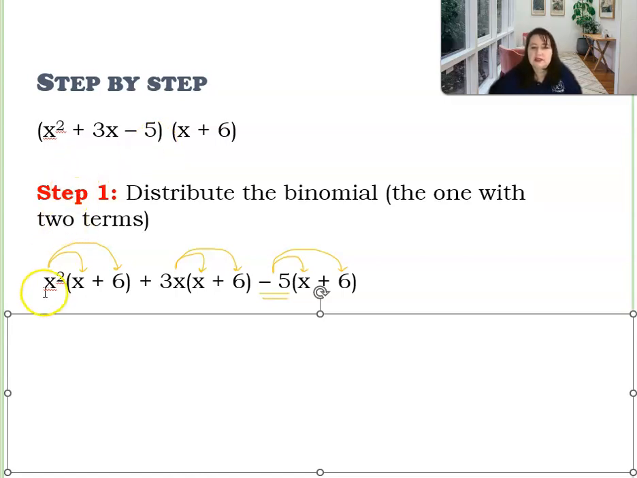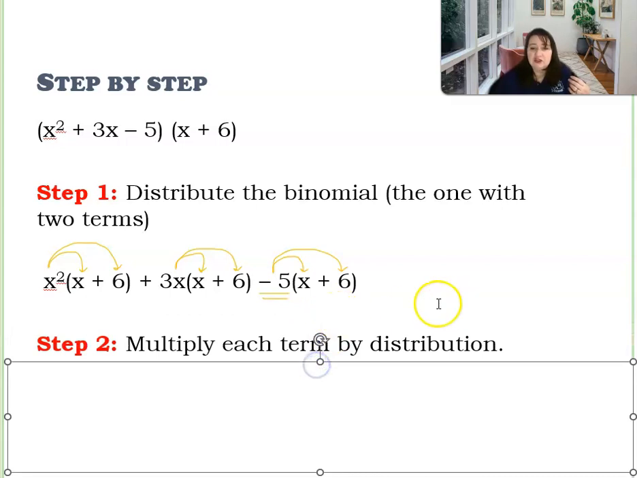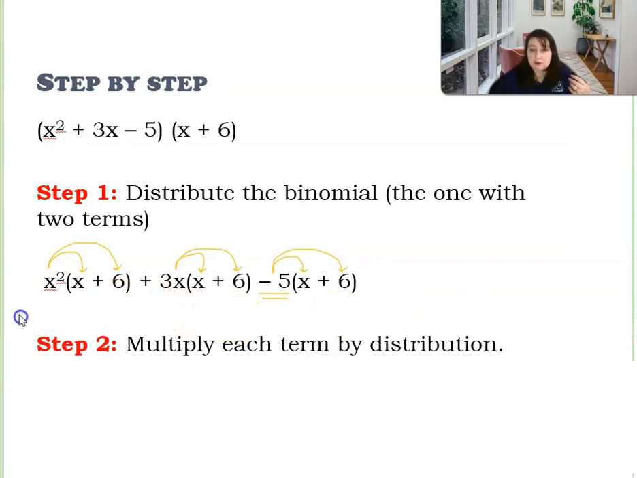The next thing, step 2, is I want to multiply each of the terms by using distribution. In other words, I want to take x squared and multiply it to x, and then take x squared and multiply it by 6. In this case, I'm going to get x cubed plus 6x squared. And then I'll take the same thing with this 3x and multiply it to x, and multiply the 3x to 6.